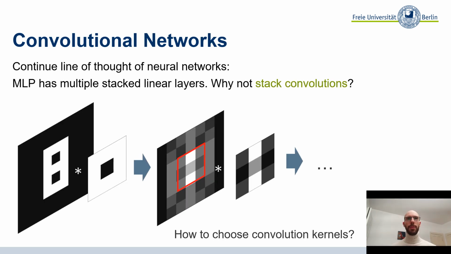Okay, so far we've looked at a single convolution, but since we've already noticed the similarity between linear layers and convolutions, let's also continue the line of thought of neural networks. If I can use multiple linear layers in neural networks, why not also stack multiple convolution layers to get something like a convolutional architecture? That's precisely what we're going to try to do now.